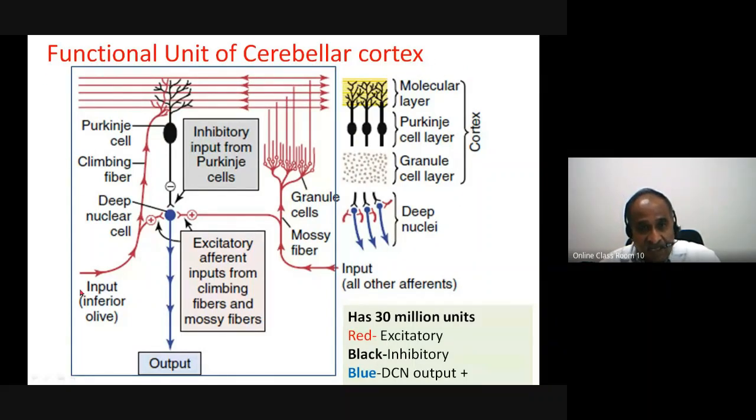Now, what is in this box is the functional unit of the cerebellar cortex. We have nearly 30 million such units in the cerebellum. You can just imagine. The red one here, the red part, is excitatory, the black one is inhibitory, and the blue one is the output neuron.